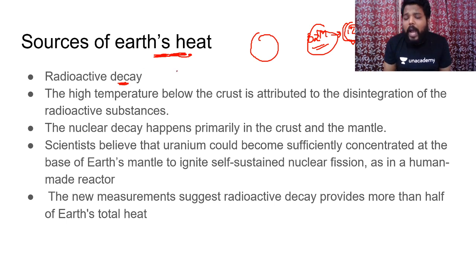The radioactive materials present in the interior of the earth's surface, because of their decay, generate the earth's heat. The high temperature below the crust is attributed to the disintegration of radioactive substances, and nuclear decay happens primarily in the crust and mantle. That's the reason why. Do remember this point.